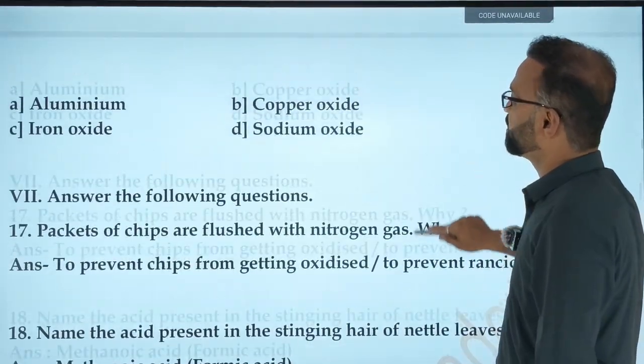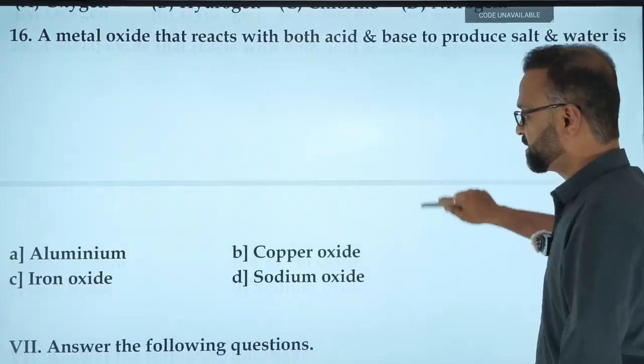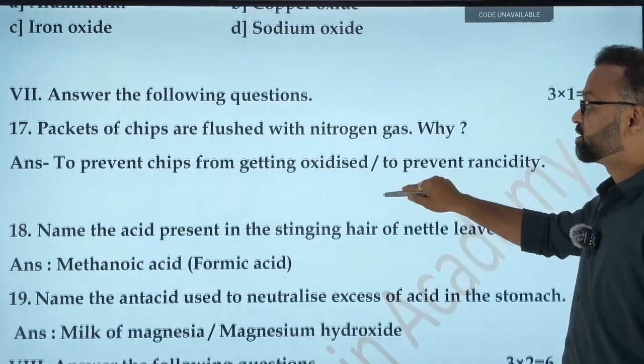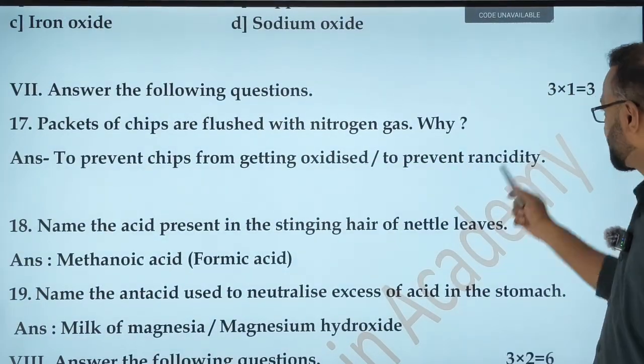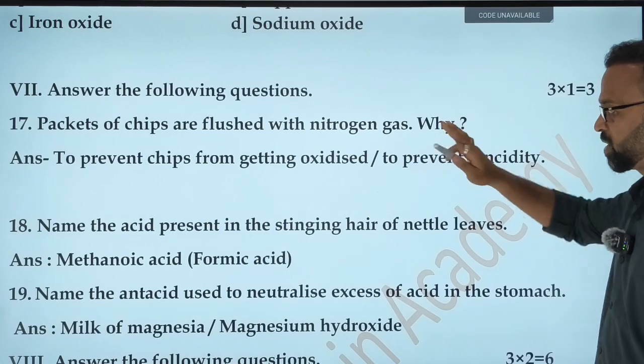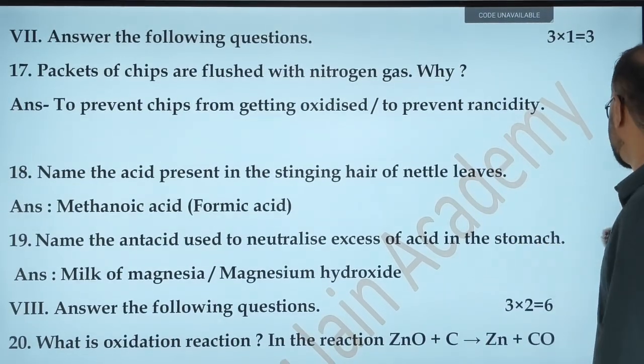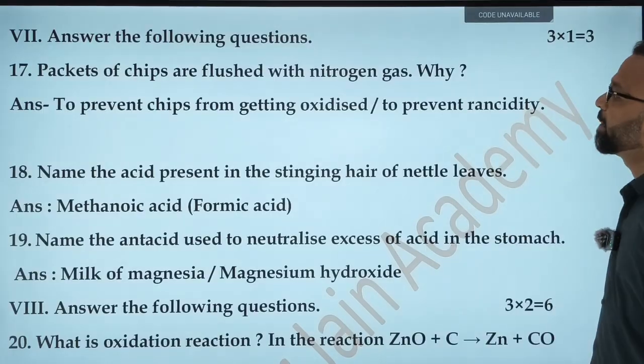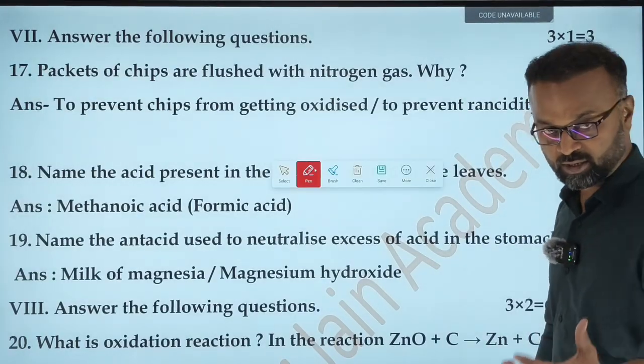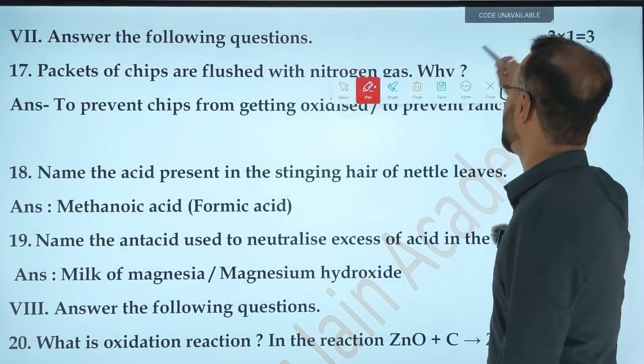So these are all the questions in the chemistry part. 3 MCQs will be there. Then next one, 3 one-mark questions will be there. You can see here 3 into 1, 3 marks. 3 one-mark questions will be there. Any sort of questions can come, but this is what I thought might come or be related to this concept. Let us try to understand.